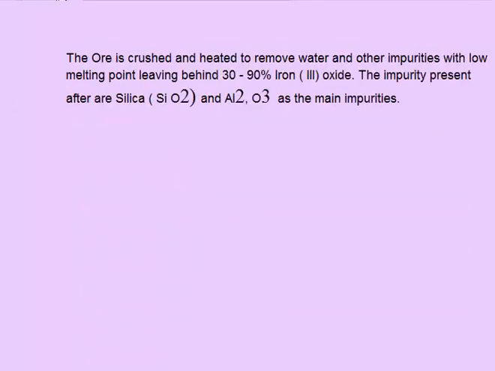The ore is crushed and heated to remove water and other impurities with low melting point, leaving behind 30 to 90% iron 3 oxide.